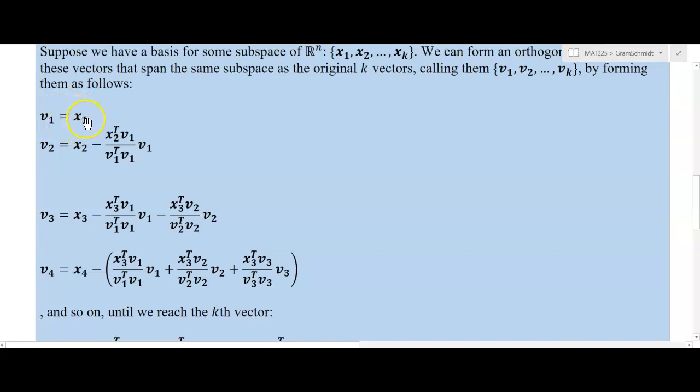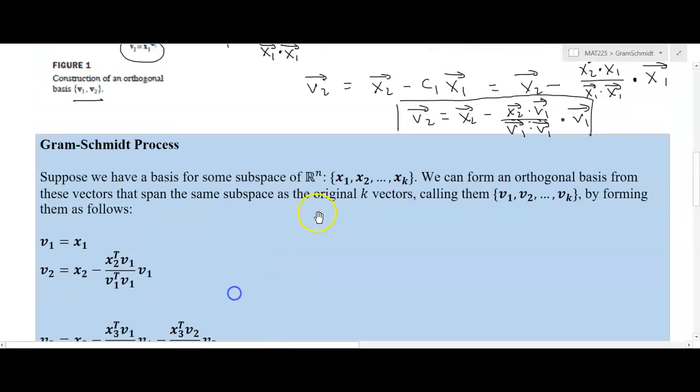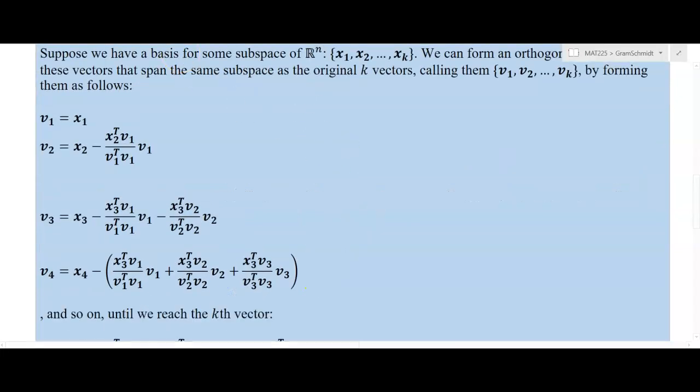I'm not going to change the first vector. The second one, we're going to rotate it so that it becomes perpendicular, it becomes v2. The third vector, now from x3, we have to subtract off the 2 perpendicular components in the same type of logic that we used up here.